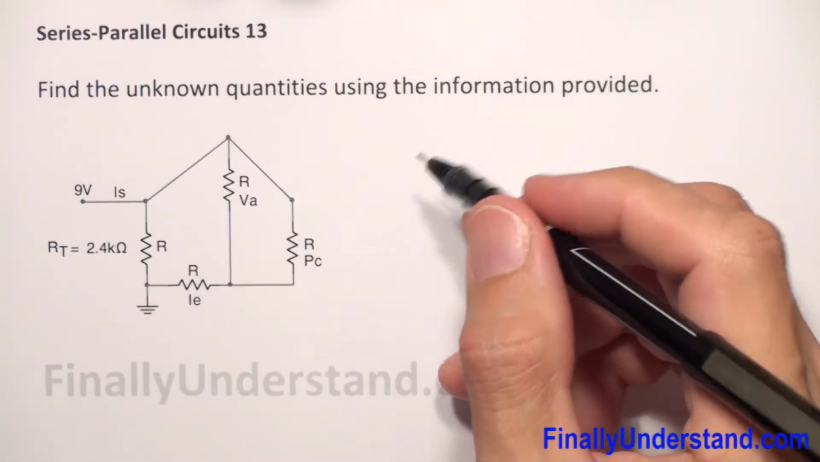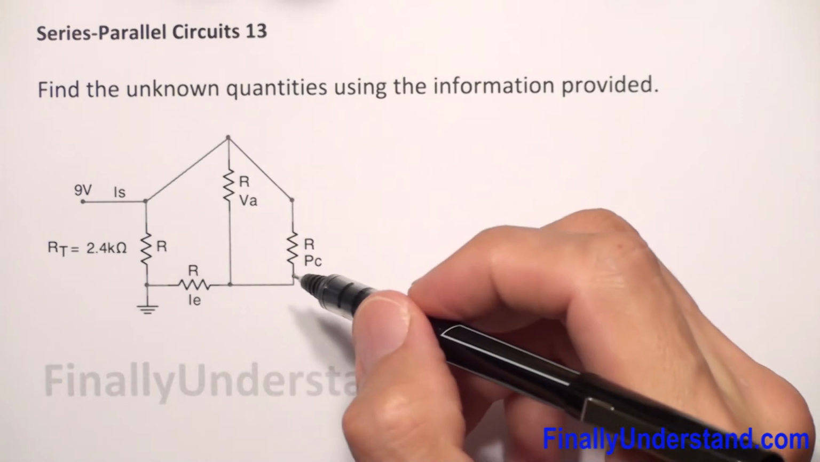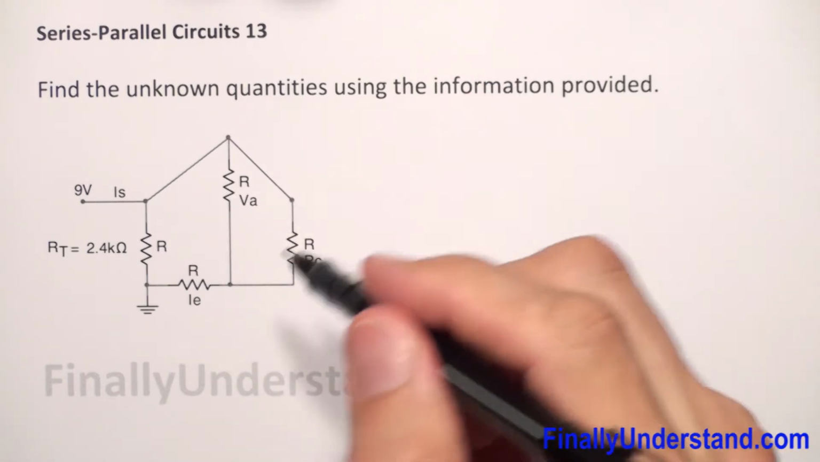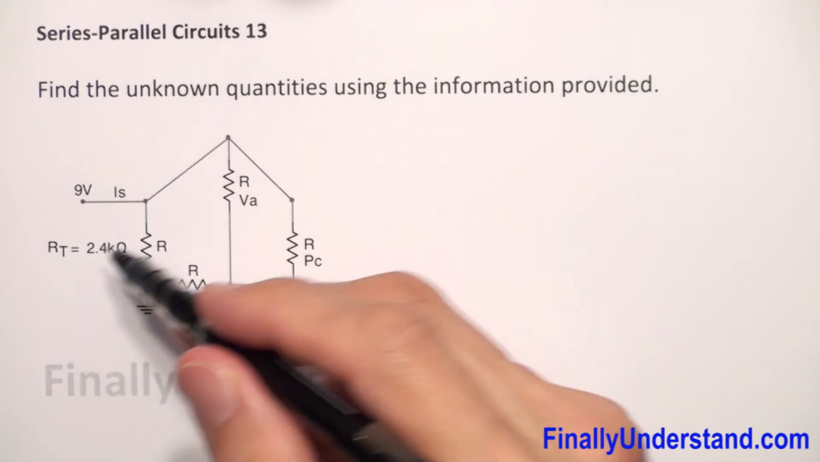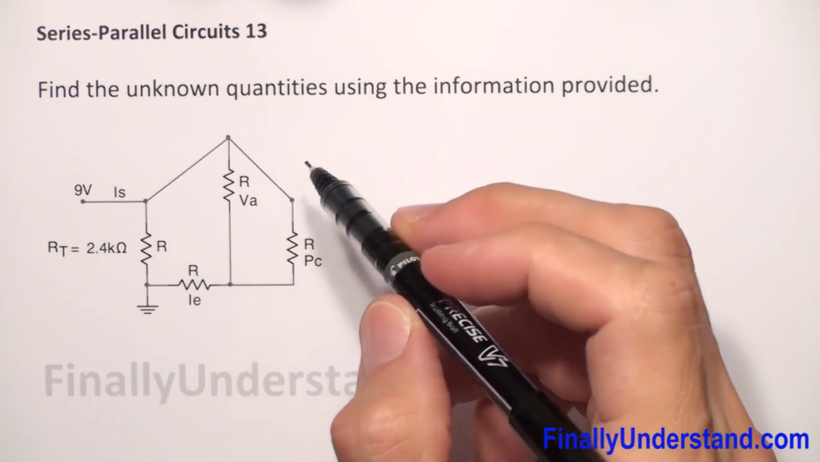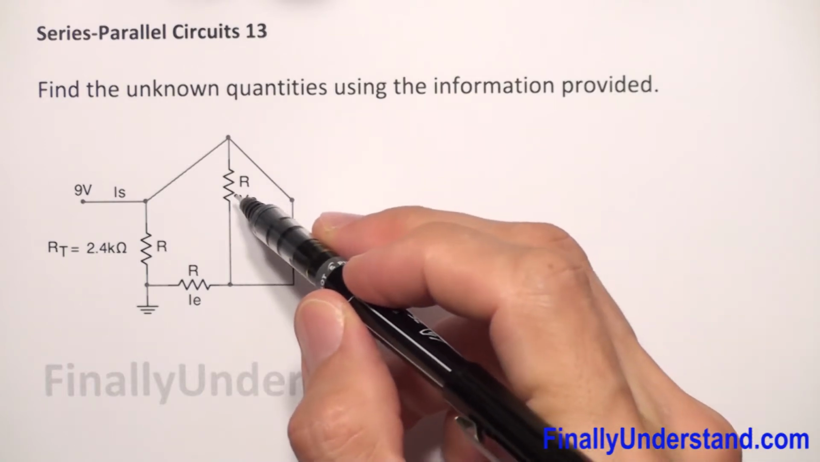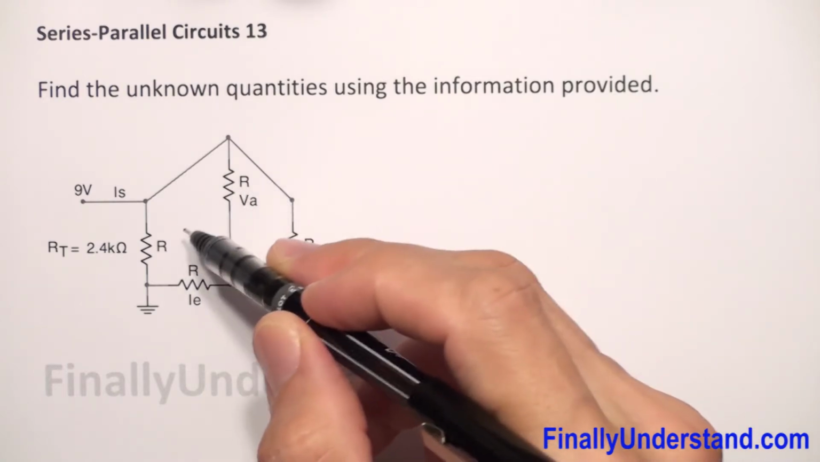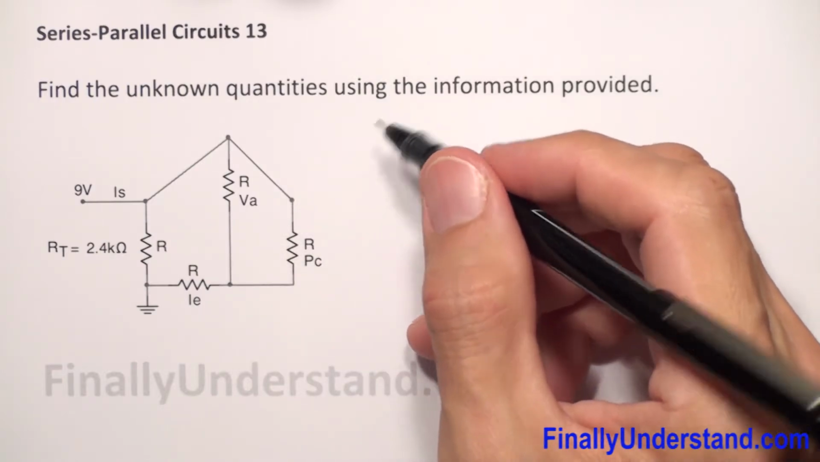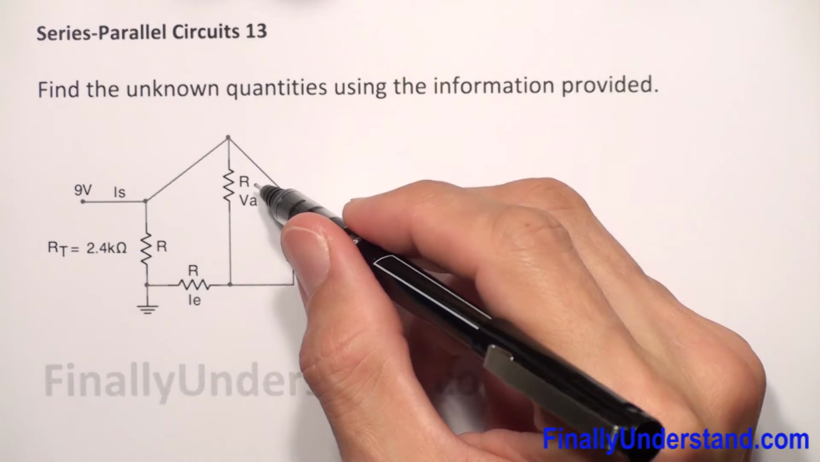So I'm going to find R first. Please notice that this is series parallel circuit. R total is given. So what we're supposed to do first, we're supposed to simply write the formula for this circuit. How I would do that? I would do something like that.